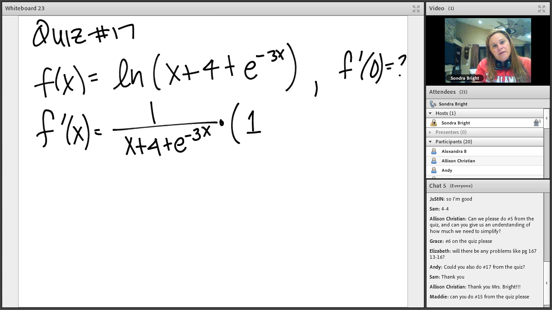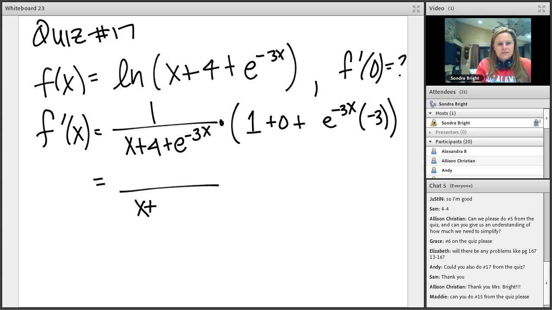Derivative of x is 1. Derivative of 4 is 0. Derivative of e to the negative 3x is e to the negative 3x, but then times, so there's a chain rule inside of a chain rule, the derivative of negative 3x, which is negative 3. All of that's going to be up top. So the bottom is x plus 4 plus e to the negative 3x. Top is 1 minus 3e to the negative 3x.